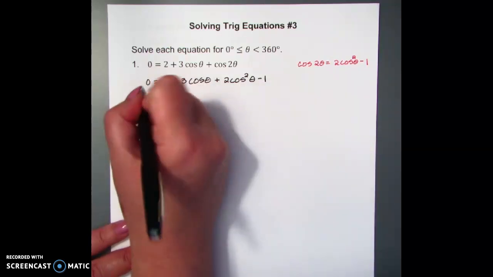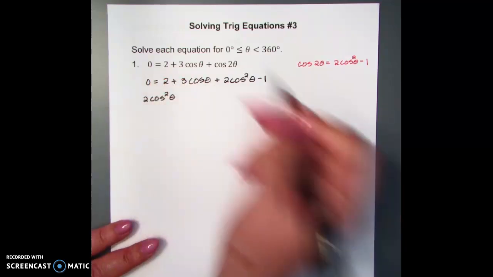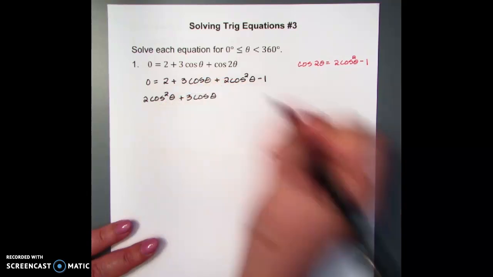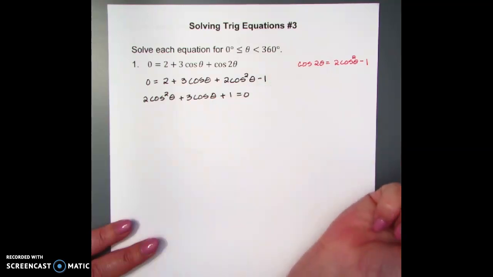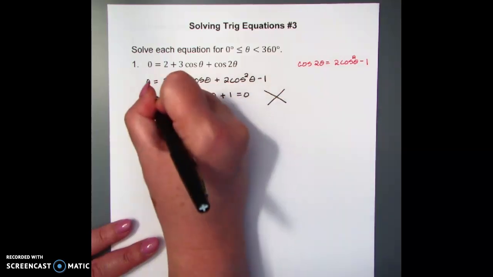So if I clean this up a little bit, I've got 2 cosine squared of theta plus 3 cosine theta, and then I have plus 1 is equal to 0. So let me double check my work. I would agree with that. So then we're going to do the big X to be able to factor this.